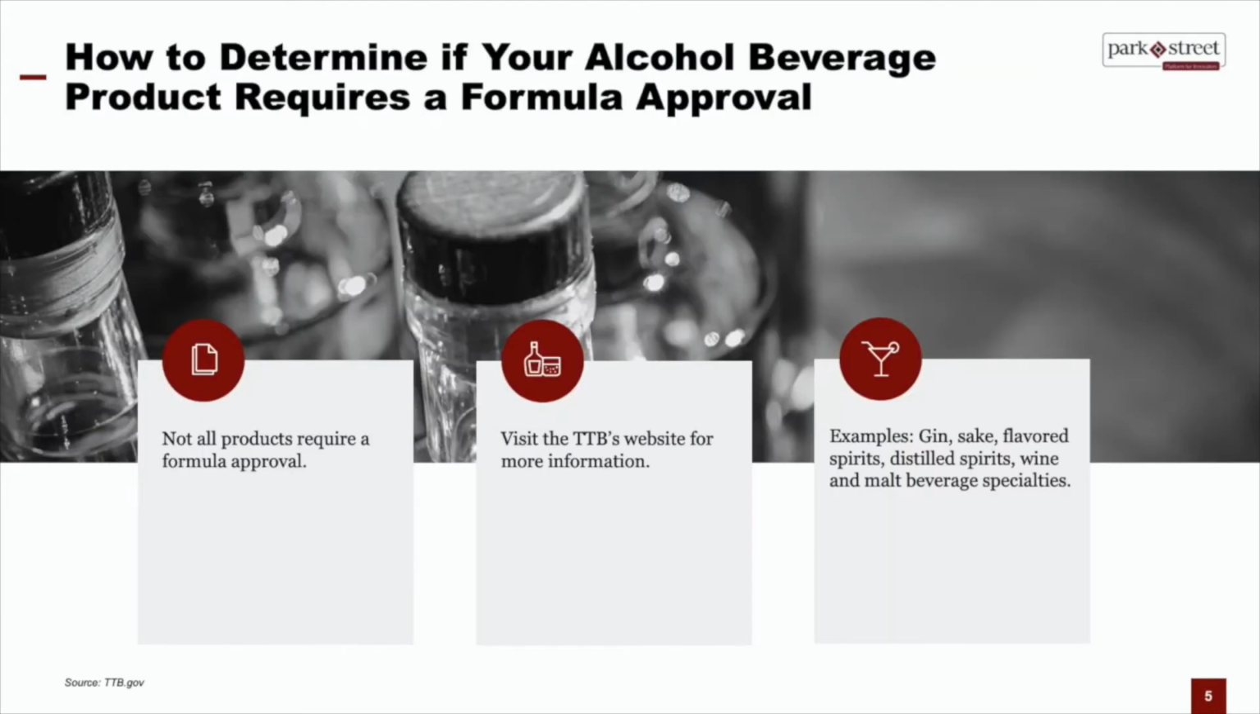How to determine if your alcohol beverage product requires a formula approval. First and foremost, not all alcohol beverage products require a formula approval. An example of this would be a standard vodka that is a minimum of 40% ABV and meets the TTB's definition of a vodka according to 27 CFR 5.22. Another example of a product that will not require a formula is a standard red, white, or rosé wine.